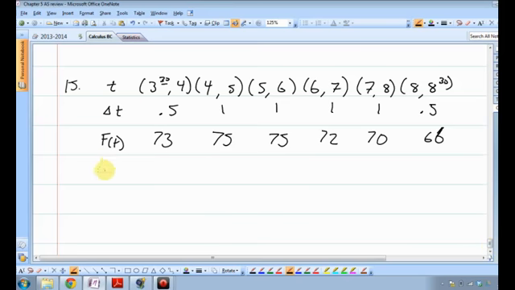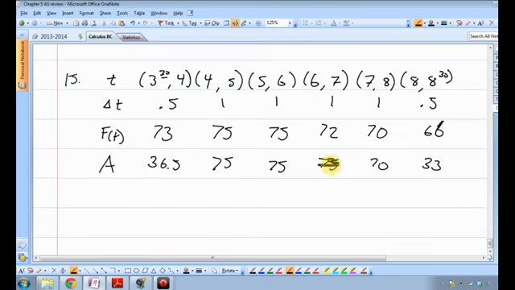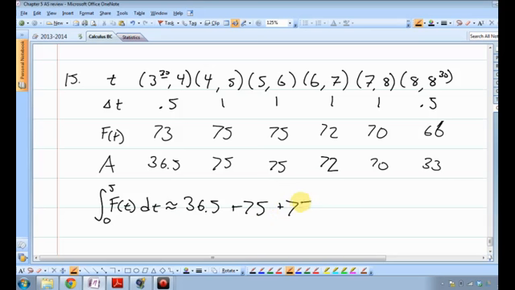Okay, so the area, half of that is 36 and a half, then 75, 75, 72, 70, 33. Okay, and then the integral from 0 to 5 of f(t) dt can be approximated with 36 and a half plus 75 plus 75 plus 72 plus 70 plus 33.